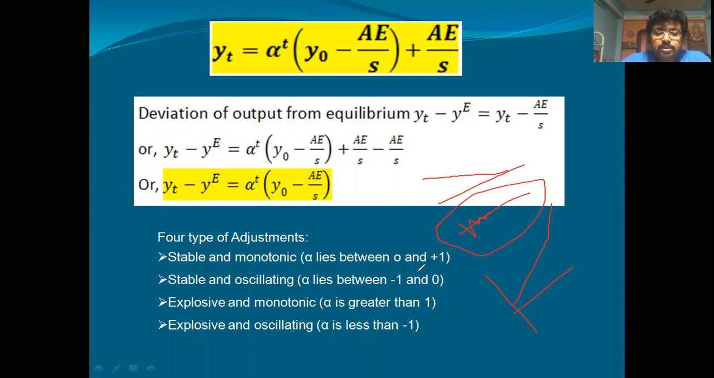Hope you are understanding. Now there is explosive and oscillating. Suppose this is the path, and it will start from here, and there is oscillation, but it is explosive.